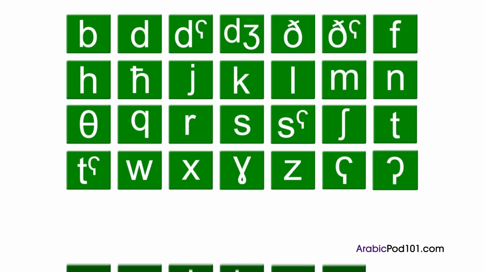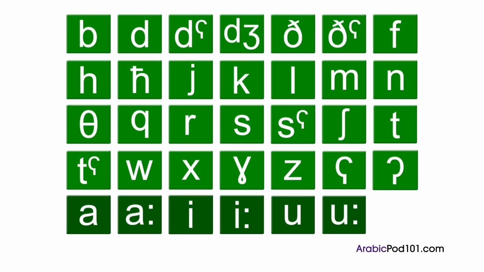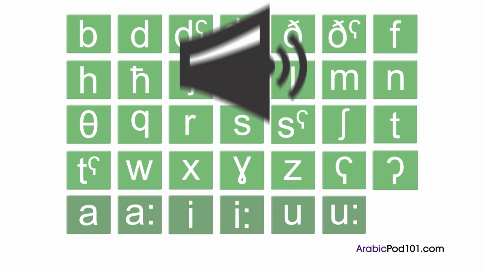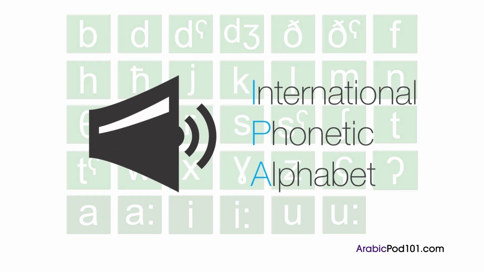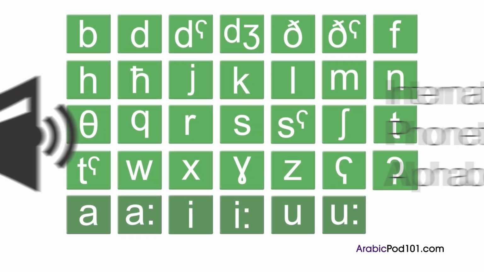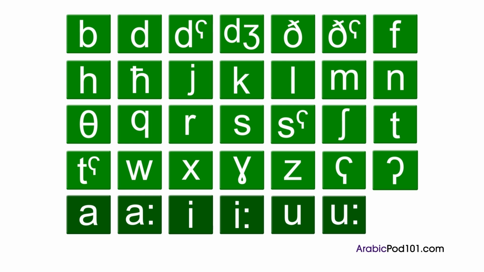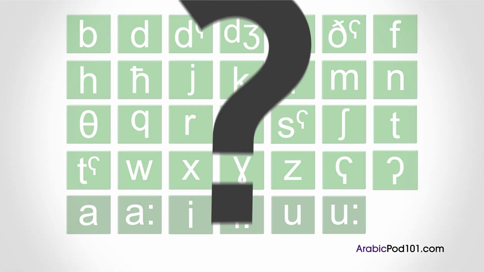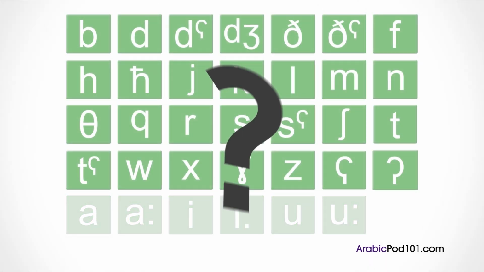There are 28 consonant sounds and 6 vowel sounds. Each symbol that you see here represents a single sound determined by the IPA, which is a standardized way to represent sounds without the baggage that's often involved with traditional letters. By using all of these sounds, you can form every single word in Arabic. Still seem complicated? Well, how about this?